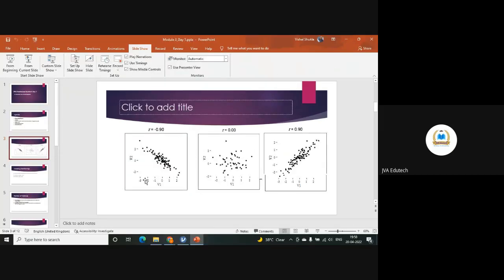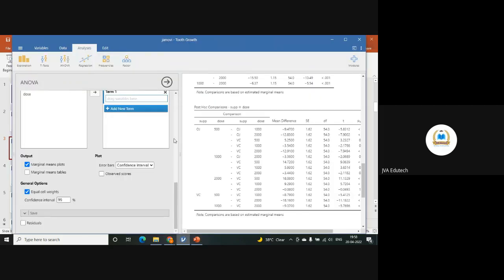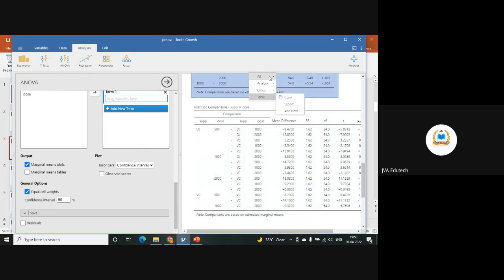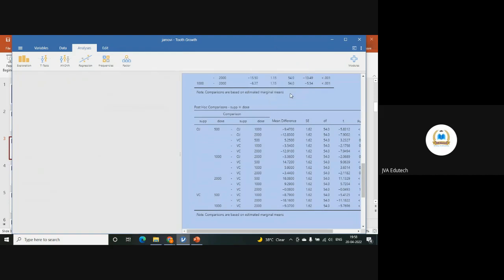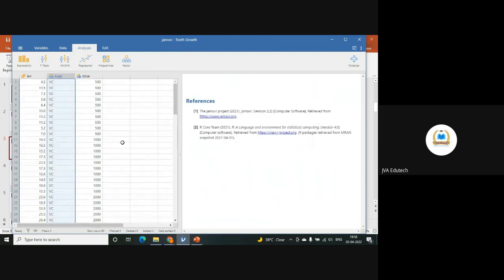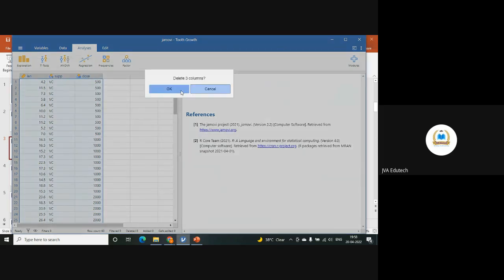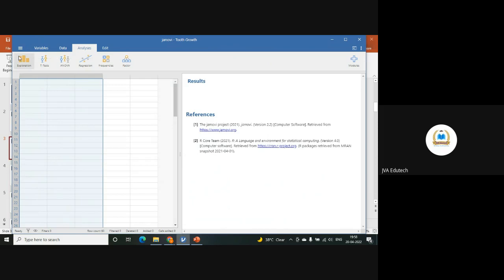And this is all based on covariances. Please remember that. So if you want to clean this output table, right click, and from All, click on Remove. This will be cleared. And if you want to remove this data, use delete variables. From here, it will get deleted.